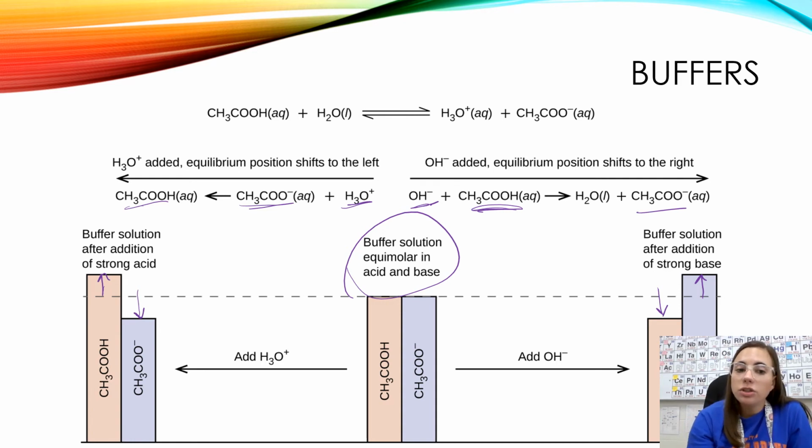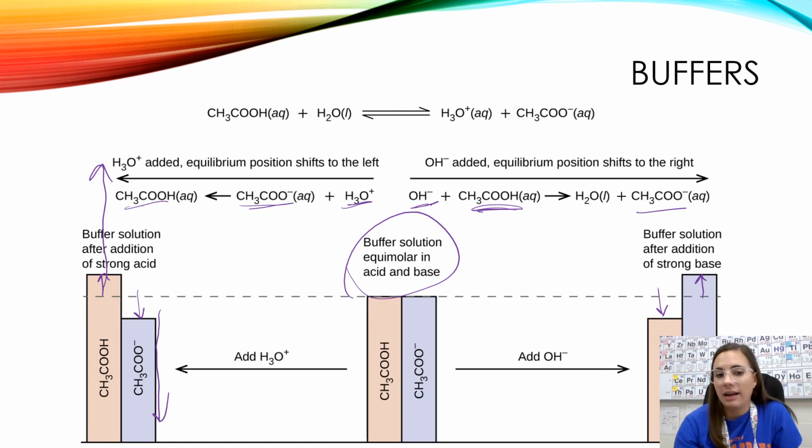But this also shows that if I kept adding acid and kept adding acid, eventually I would use up all of the acetate ion and I would make so much acetic acid that I would no longer have my pH the same. It would turn to be acidic, or it would go down further. And that's buffer capacity we'll talk about in just a minute.